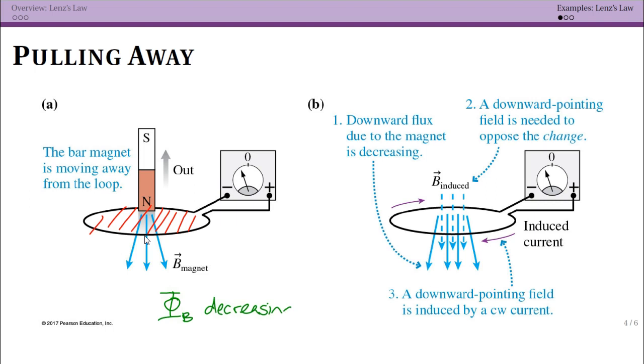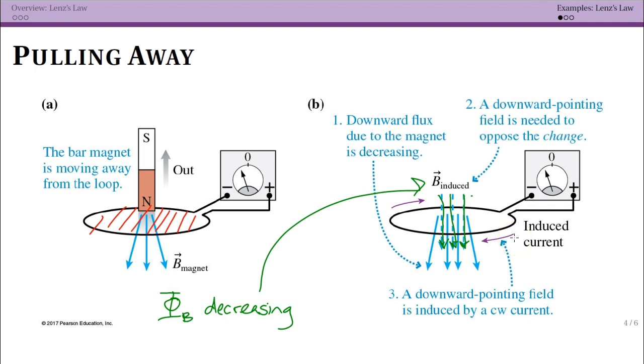Because the flux is decreasing, our induced magnetic field needs to be in the same direction. So notice that our induced field is now also down. So we use the right-hand rule to actually figure out what way the current's going. And again, you want to curl your fingers in the direction that the current is going to then have your thumb align with the induced field, so we get this clockwise current.